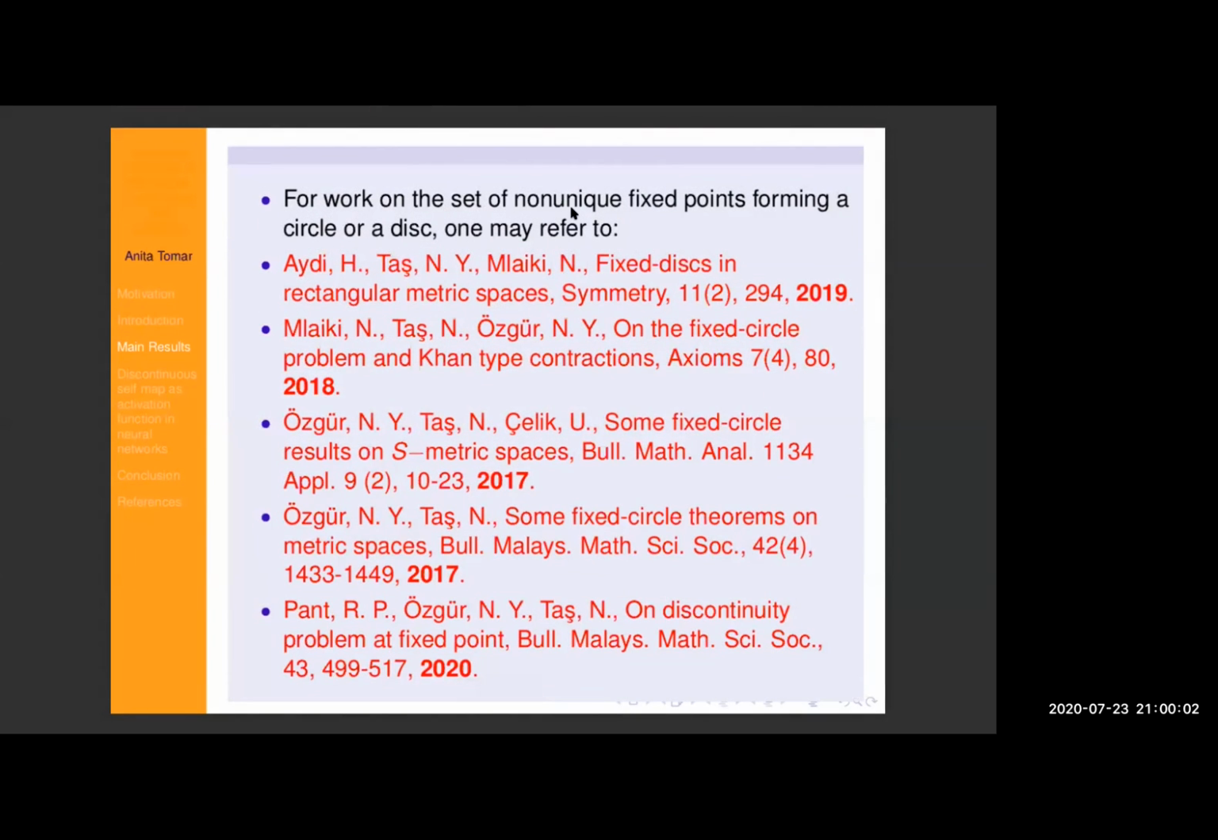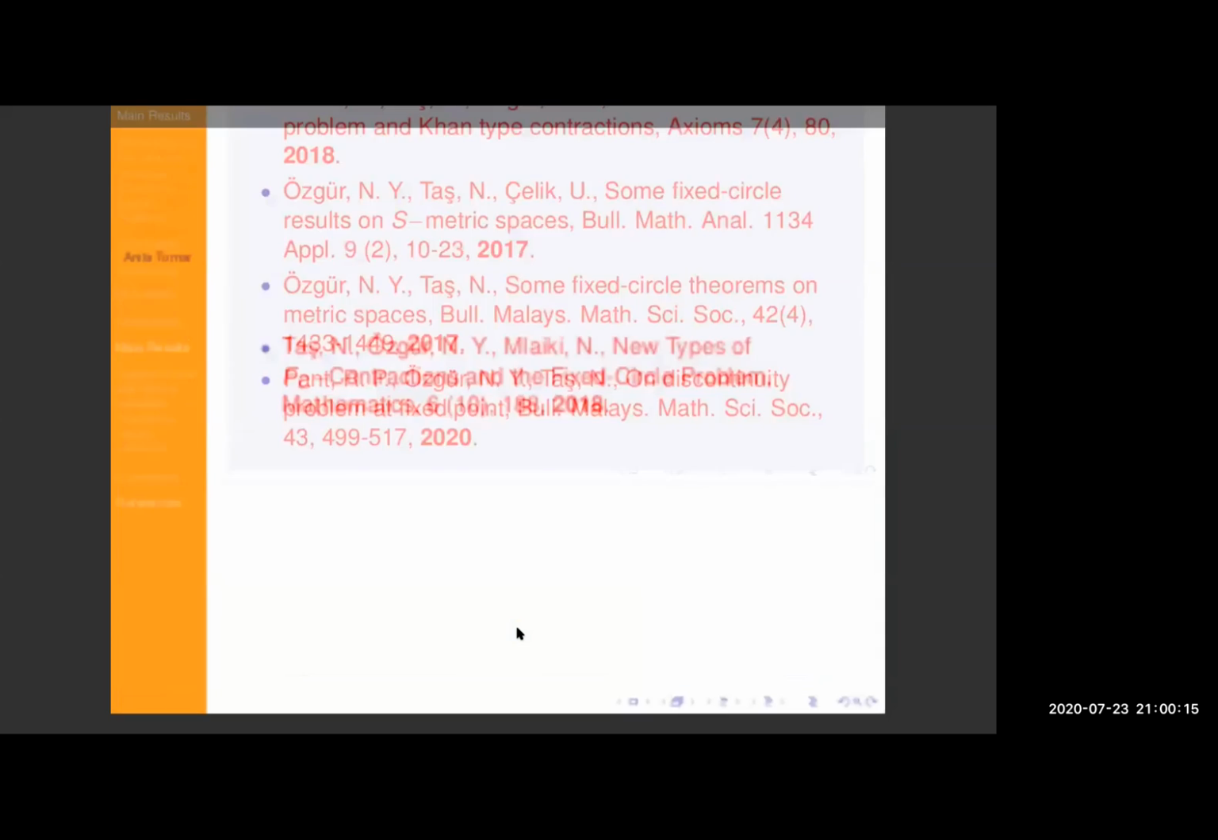For more work on the existence of fixed disk or fixed circle, one may refer to these papers. We have extended these works to the fixed ellipse case.